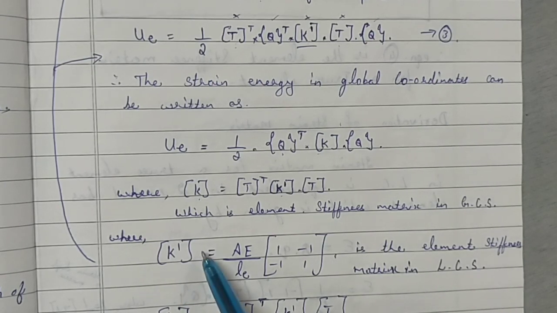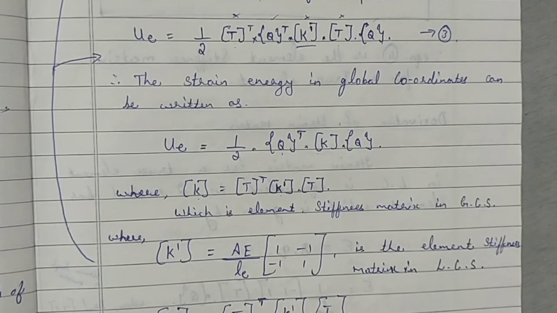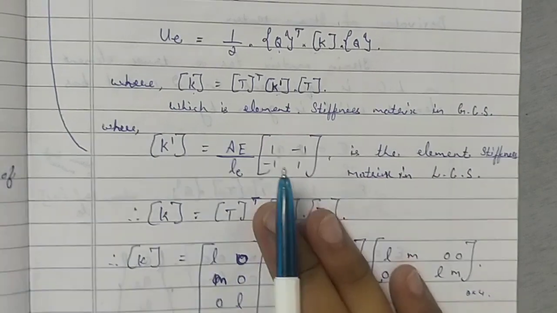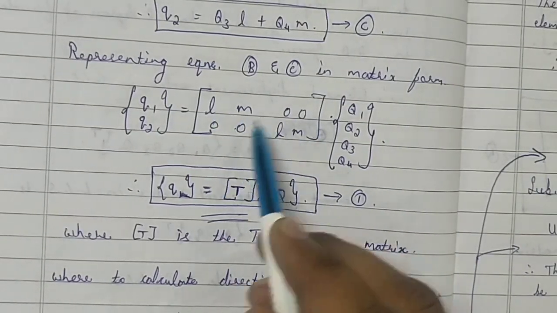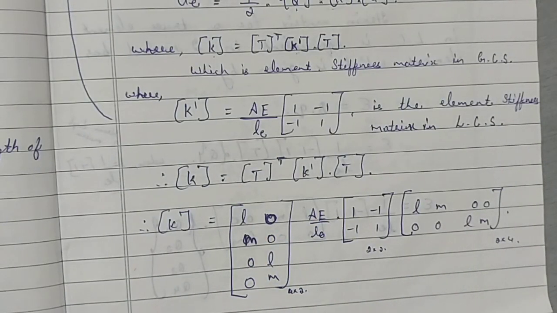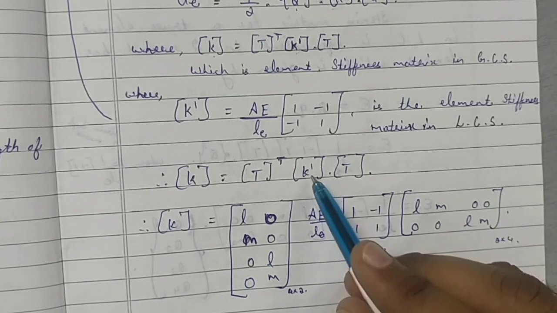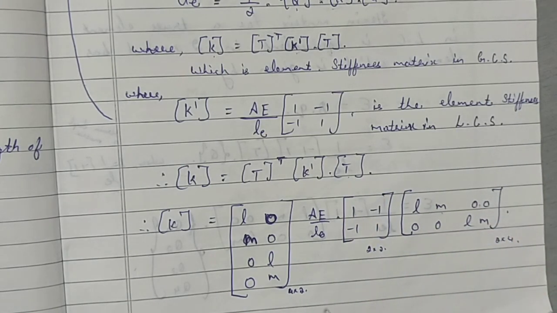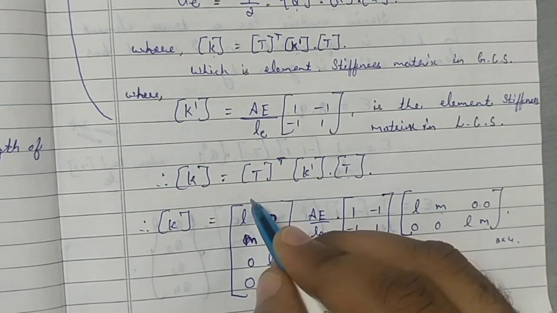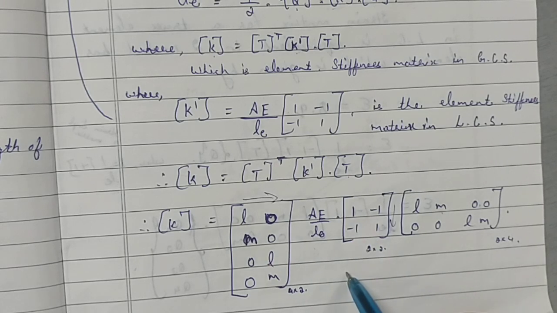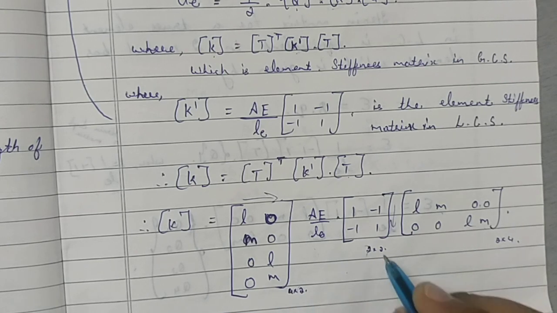We know K dash, that is the element stiffness matrix for a bar. So K = T transpose K dash T. T is the transformation matrix [L M 0 0; 0 0 L M], and the transpose of it is its transpose. Next, K dash is AE by LE [1 -1; -1 1], and next T. Now multiply, taking AE by LE common. The first row and first column: multiplying, you get a 4 by 2 matrix.